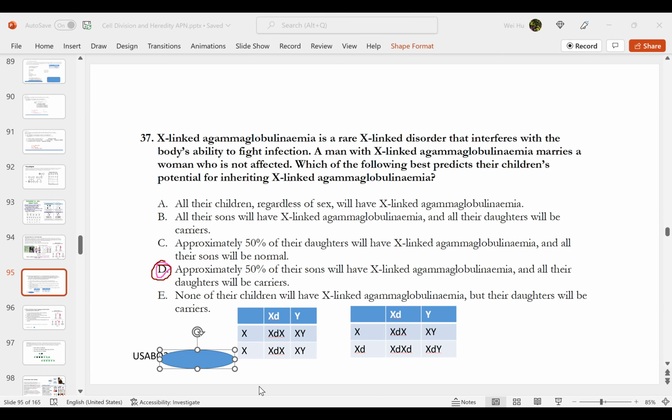Okay, no problem, right? So this is for E. In this situation, if the mother is 100% normal, then your answer should be E, correct?